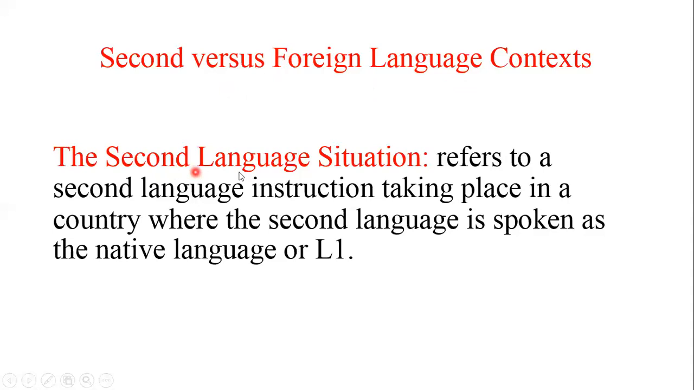The second language situation refers to second language instruction taking place in a country where the second language is spoken as the native language or L1. So for English as a second language, for example ESL, you look at Singapore, Malaysia, Philippines, where they use English as their native language or as the medium of instruction. For example, in the classrooms, in the workplace, mostly they use English. So this is English as a second language, or you call it the second language situation.